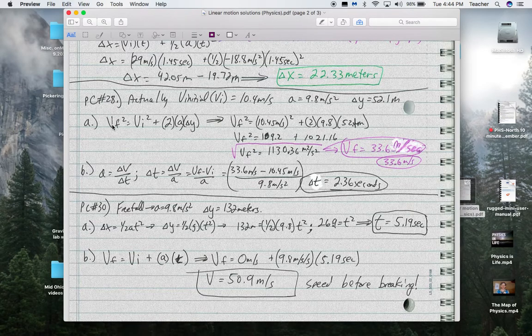So Formula 5 is the only one I can use. I'm using delta y because it's vertical instead of delta x. It doesn't really matter what the variable is. So I get that VF squared is equal to 1130, so I take the square root of that. It's around 33.6 meters per second. Now I can find the time interval by using Formula 3 and rearranging it algebraically to find delta t. So my change in velocity divided by the change every second caused by gravity gets me that the camera took 2.36 seconds to fall.